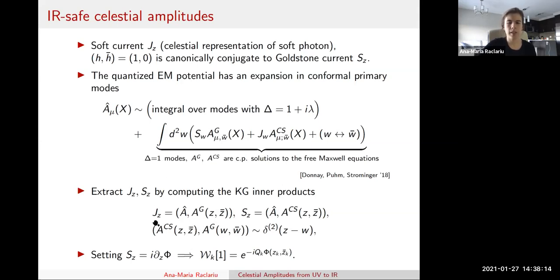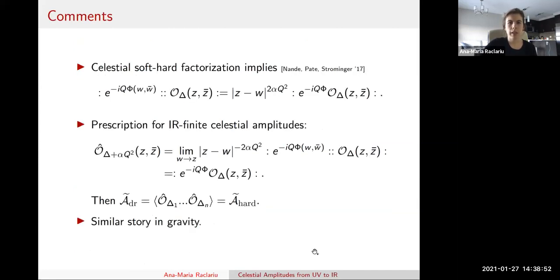This collection of facts allows us to extract both the conformally soft photon characterized by this J and the so-called Goldstone mode labeled by this Z by taking these inner products of A hat with these conformal primary wave functions. The punchline is that this Faddeev-Kulish dressing can be reproduced as an exponential of this Goldstone mode phi, which is directly related to this partner of the conformally soft photon. This can be shown explicitly, and this is what was done in this paper.